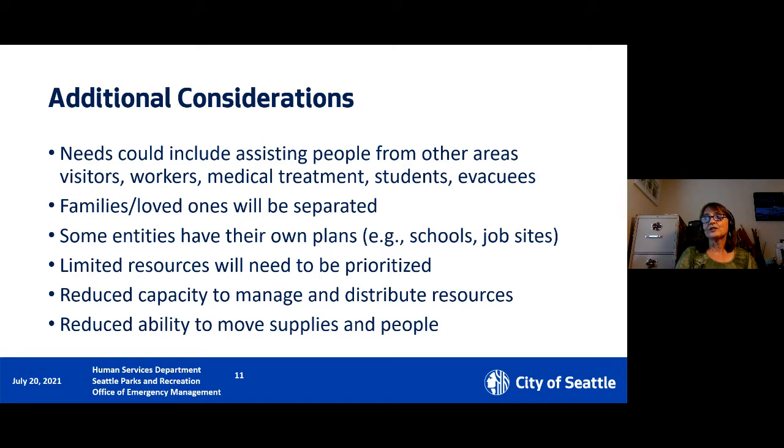The limited resources will need to be prioritized. We will all want things immediately, but we cannot all get them. There will not be the capacity nor the resources, so prioritization will need to occur. There will be reduced capacity to manage and distribute resources, as well as a reduced ability to move supplies and people.